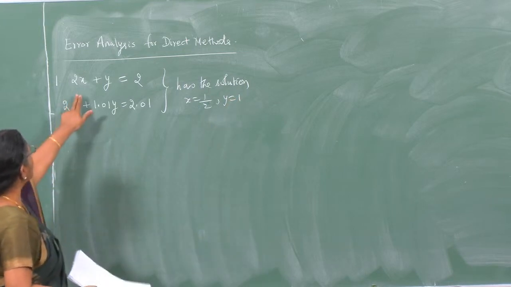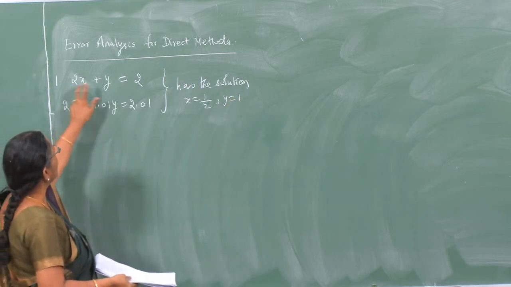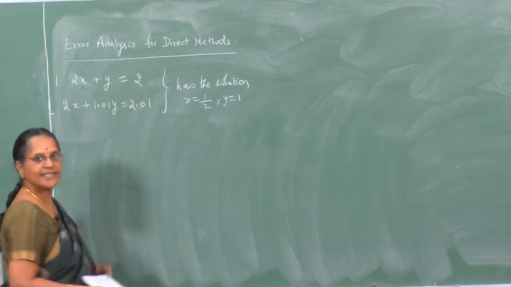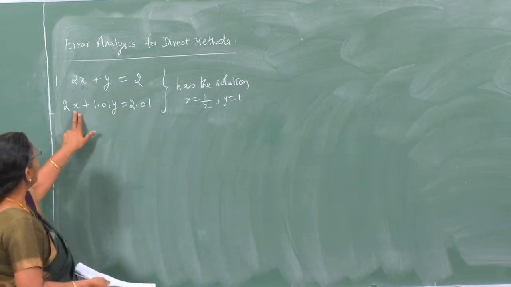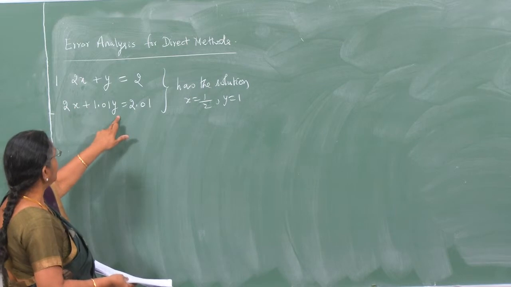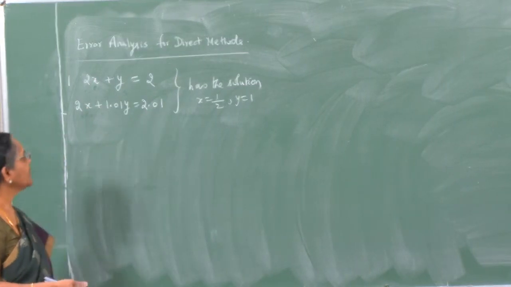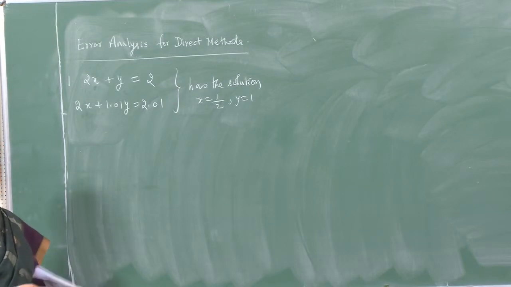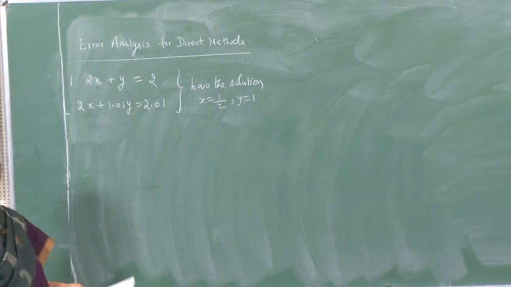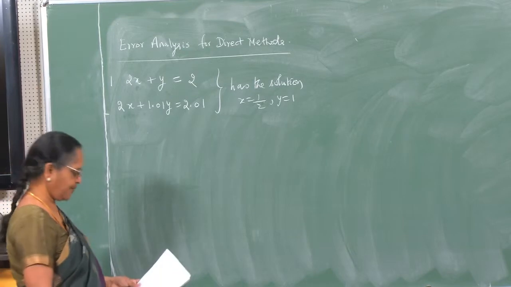So, we can substitute x as half, that will give you 1, y is 1. So, this equation is satisfied. X is half, so it is 1 plus y is 1, so 1.01, that gives you 2.01. So, half comma 1 is the exact solution of the system of two equations that we have written down.